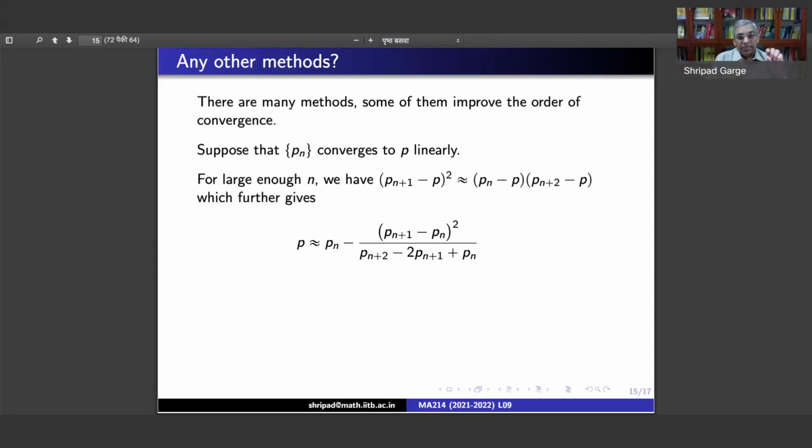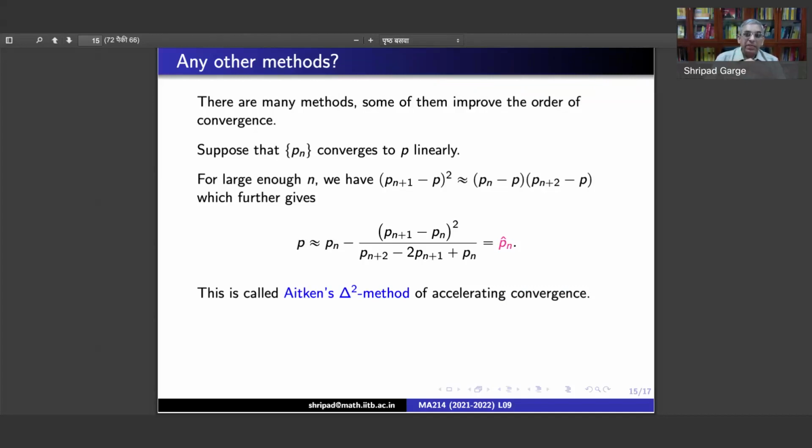Here we started with Pn converging to P linearly, and now we have another term which changes for each n. It is a term which depends on n. We will call it P hat n. This P hat n is also going to converge to P, because the correction term on the right hand side is going to be 0. So the limit of P hat n is the same as the limit of Pn. And this is the new term which will give you a better order of convergence. This is called Aitken's delta square method.